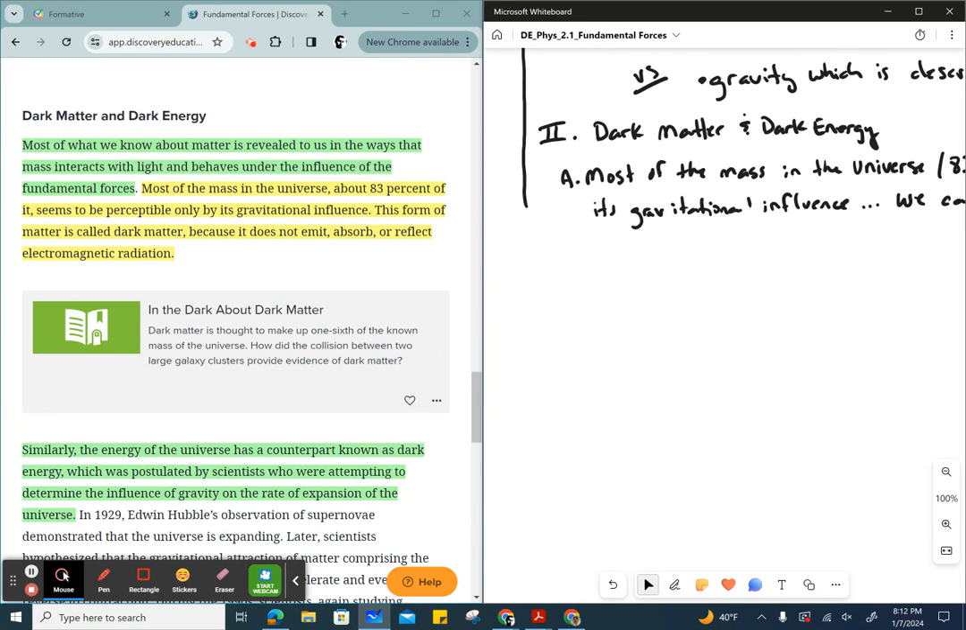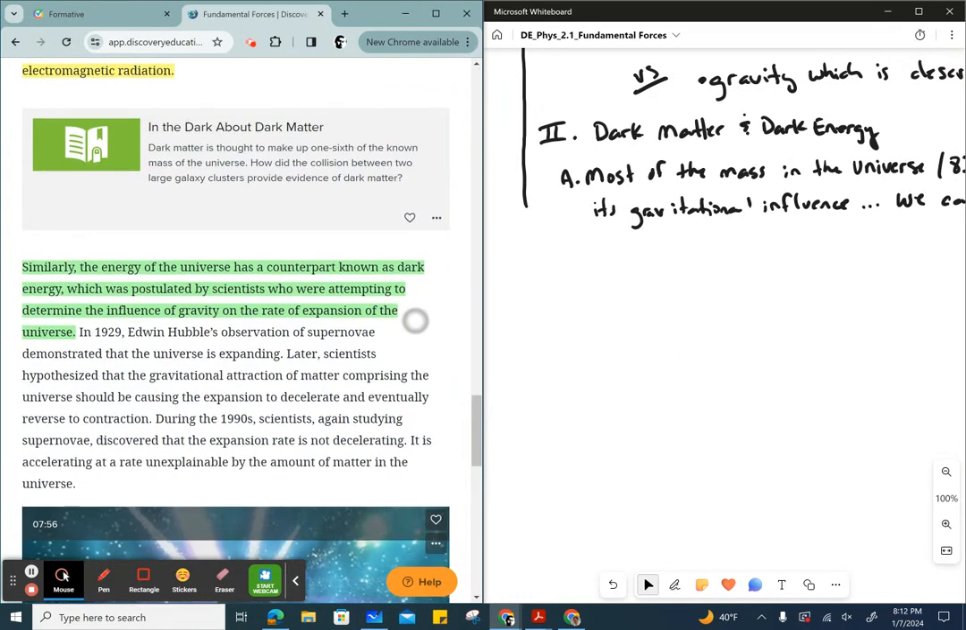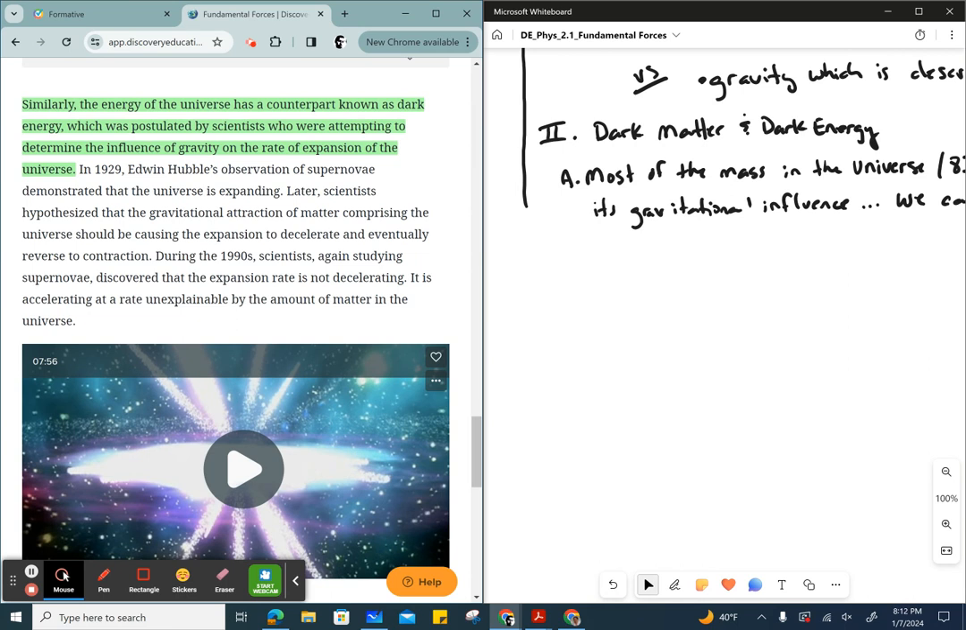Okay, now if you thought that was kind of hard to wrap your head around, let's take a look at this next paragraph here. Similarly, the energy of the universe. So we just talked about matter. Now let's talk about energy. Similarly, the energy of the universe has a counterpart known as dark energy, which was postulated by scientists who were attempting to determine the influence of gravity on the rate of expansion of the universe. Okay, so let's make this letter B.